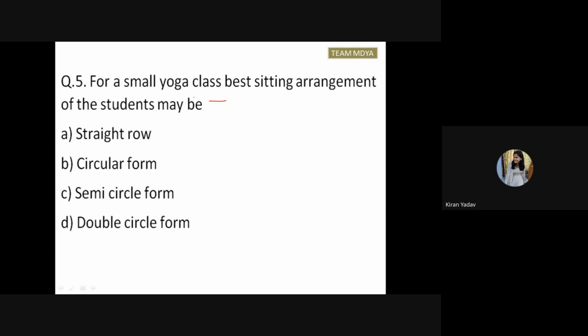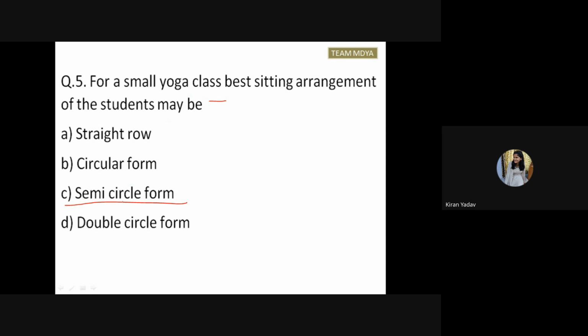Next is, for a small yoga class, best sitting arrangement of the students may be. Ma'am, semicircle form. Semicircle. Yes, semicircle, right. This is directly as it is given in the book.